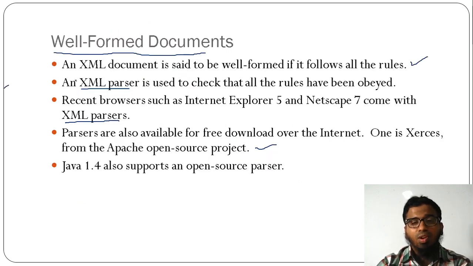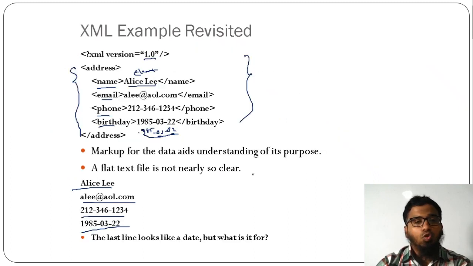For a well-formed document, the parser will check and tell you whether it obeys the rules. Normally XML parsers are in Explorer 5, 7, and also in UC Browser, Firefox, Chrome. Parsers are also available for free download. You can download and try them, and if you don't have one, Java also supports an open source parser. So this is an example.